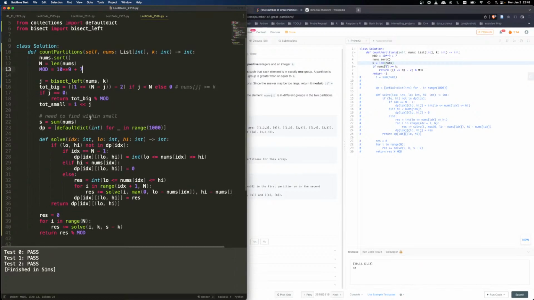We have the sum, we have this, and we can solve. These stay the same, but we don't go to n. This is called within small. This will go all the way to j.